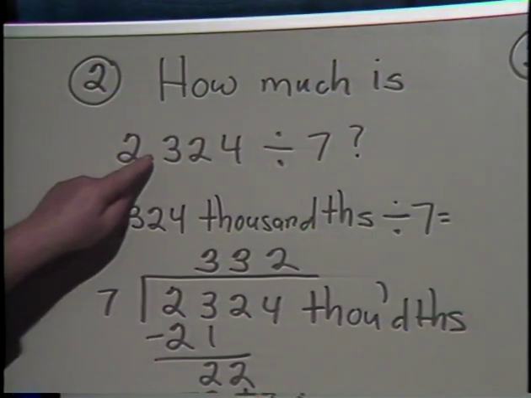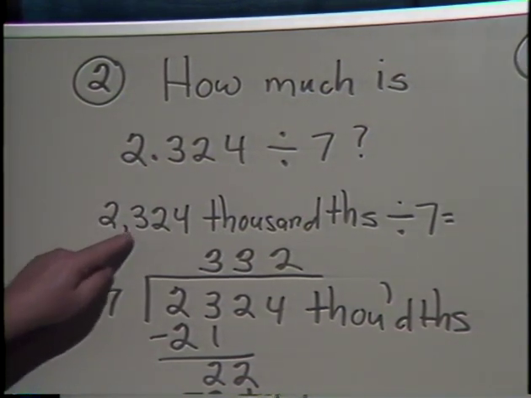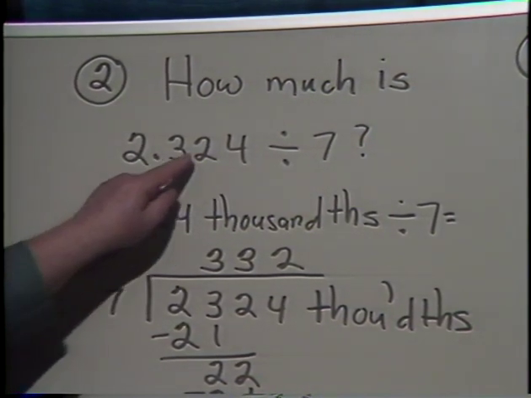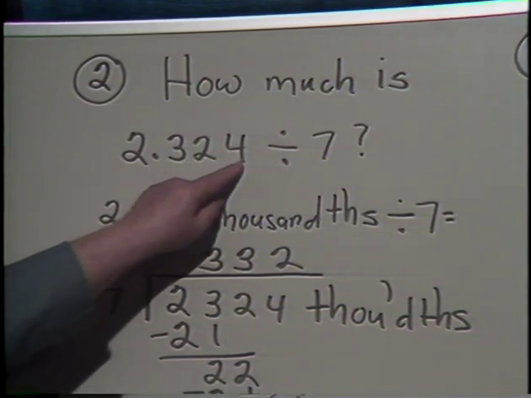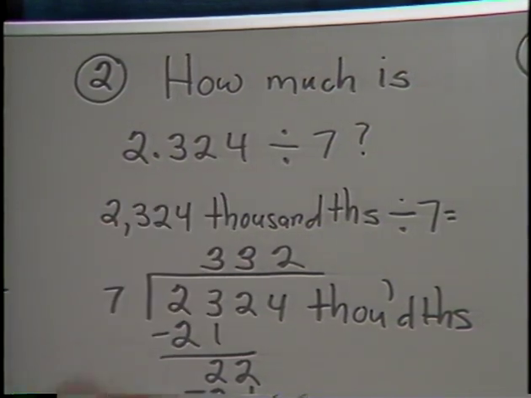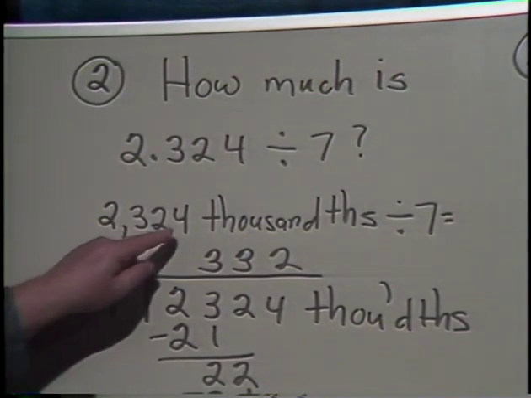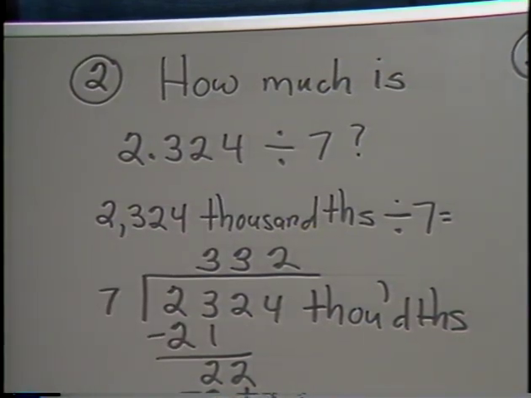You see, if the decimal point were left out here, how would I read this? 2,324. But of what denomination? Thousands. You see, the digit furthest to the right is tenths, hundredths, thousandths. So the problem now says, how much is 2,324 thousandths divided by 7?